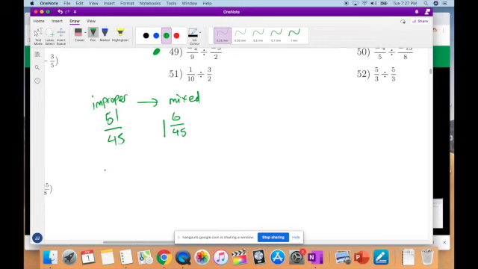What if I had a mixed number, let's just say 7 3/5? How do I change that to an improper fraction? Yeah, so 7 5s are 35, 36, 37, 38. So that is 38, and you keep your divisor 5.